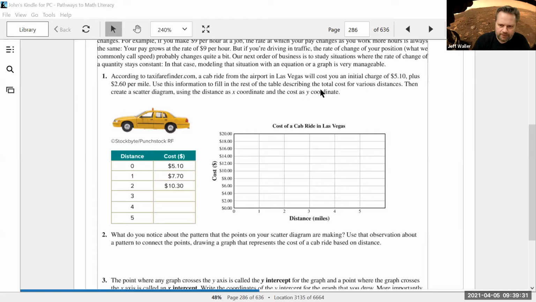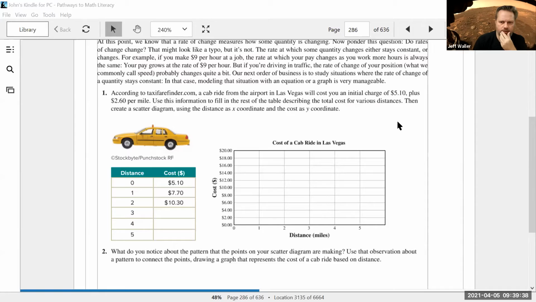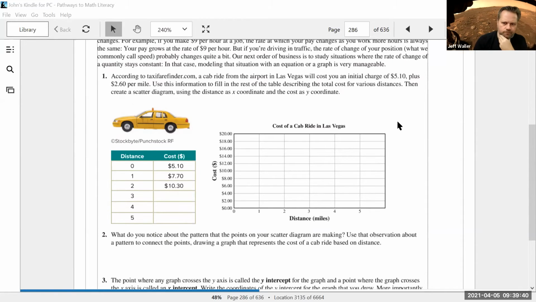So read through this real quick. So we're in Las Vegas. So now we're starting to bring together a lot of different things we've been working on, right? We're bringing together scatter plot, plotting points. We're bringing together stuff we just talked about, this linear growth.